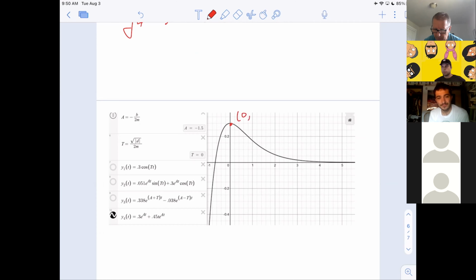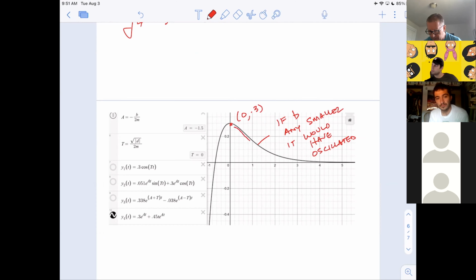So it still went through the 0.0, 0.3. And if B was any smaller, in other words, a little less damping, then it would have oscillated. So it might have gone like this, and then it went. It still would have got there quickly. But it might have looked something like that.